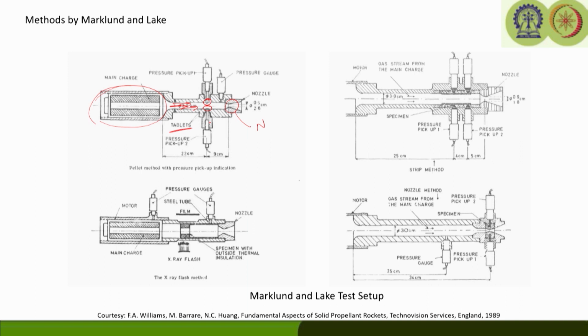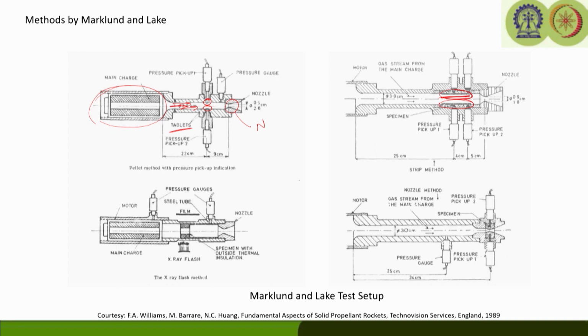There are different arrangements possible. You see this is the tablet method; here it is given as the strip method. For each strip there are two pressure pickups available. This is the strip, basically the specimen you can see. Again, instead of tablets, the strips are placed in the hot gas stream coming from the main chamber. For each strip there are two pressure pickup points.